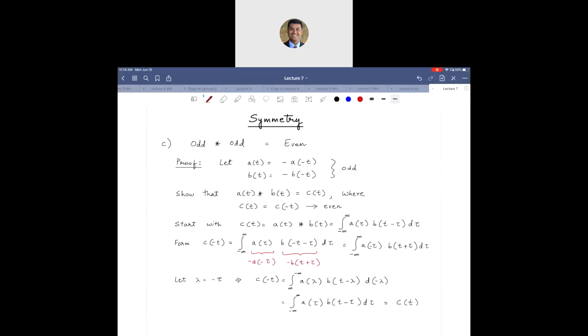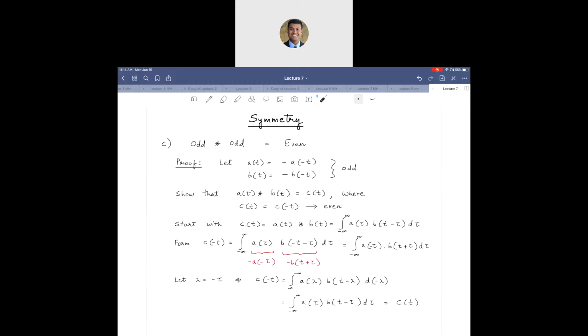Now for the third property, which is odd convolved with another odd signal, the claim is that it is going to result in an even signal. And for this, let us prove it using a convolution integral. You can use the same proving technique for the previous two properties. I'm just using the third one and providing the proof for that.